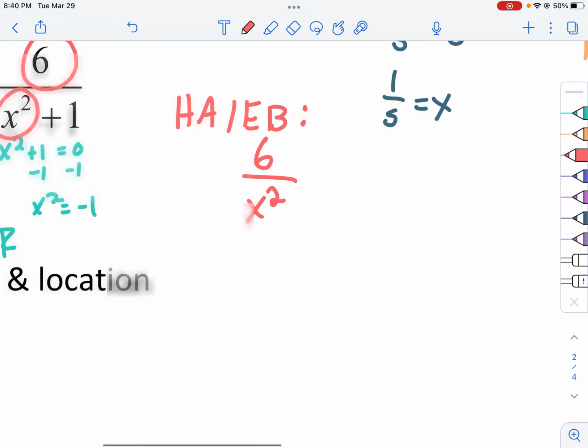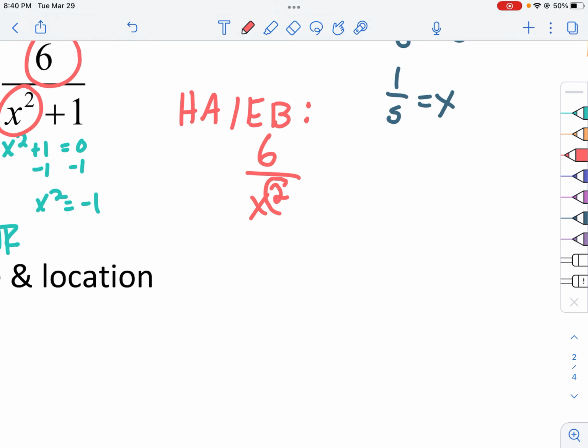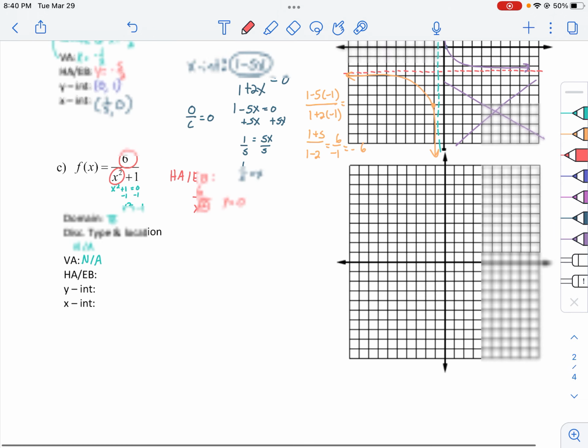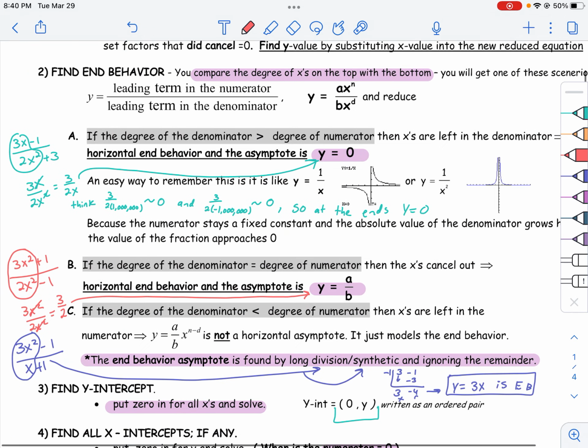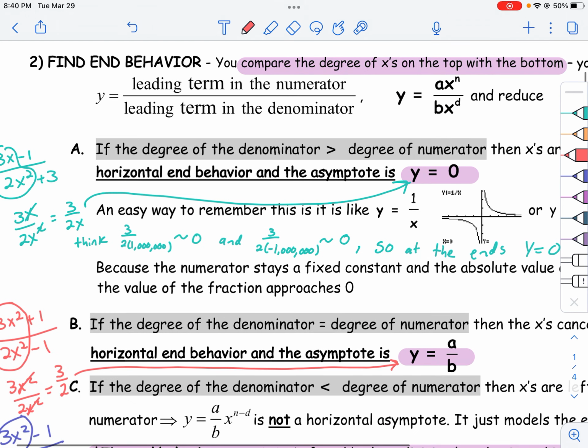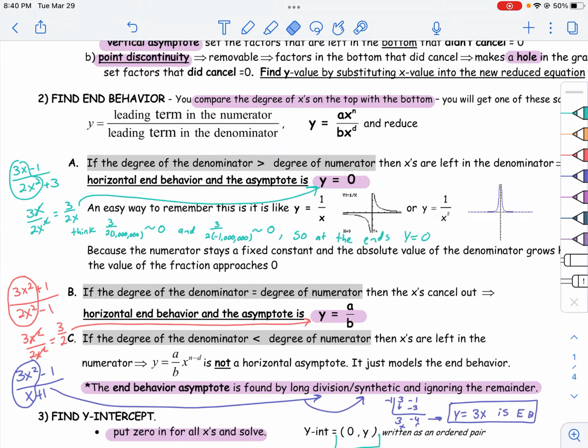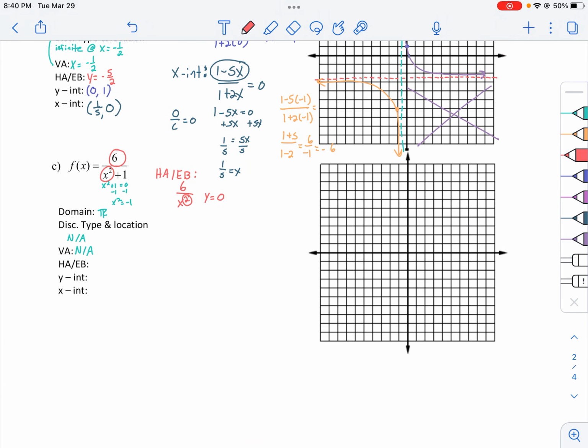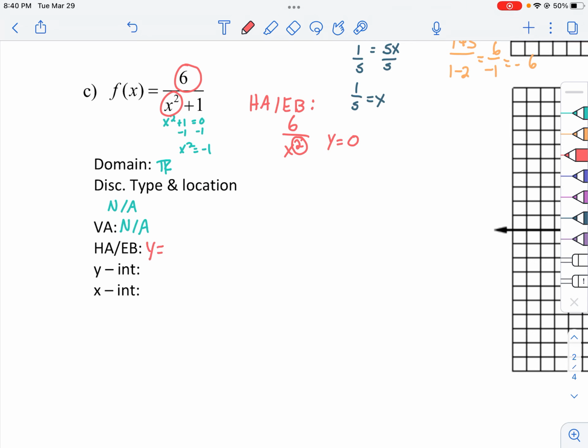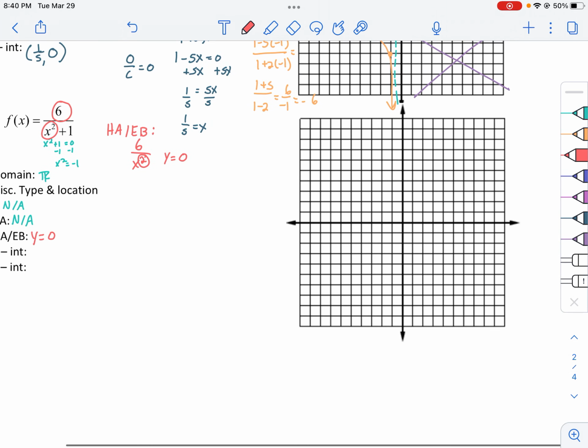When you look at this, it tells us that because the degree on the bottom is greater than the degree on the top, our horizontal asymptote slash end behavior is just going to be y equals 0. And if you forget that, you can come back to your notes at the top here and look, right? It says, if the degree of the denominator is bigger than the degree of the numerator, you should get y equals 0. And that's what happened here. So we come back down to C. Y equals 0. We can draw that one in.